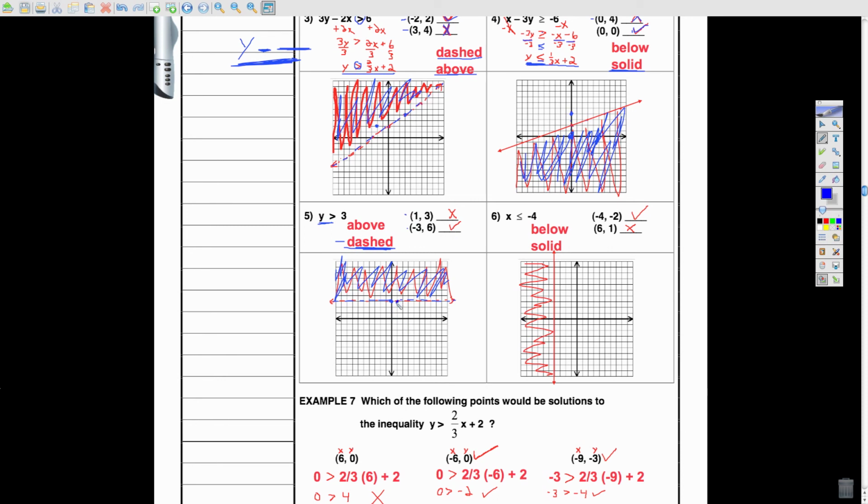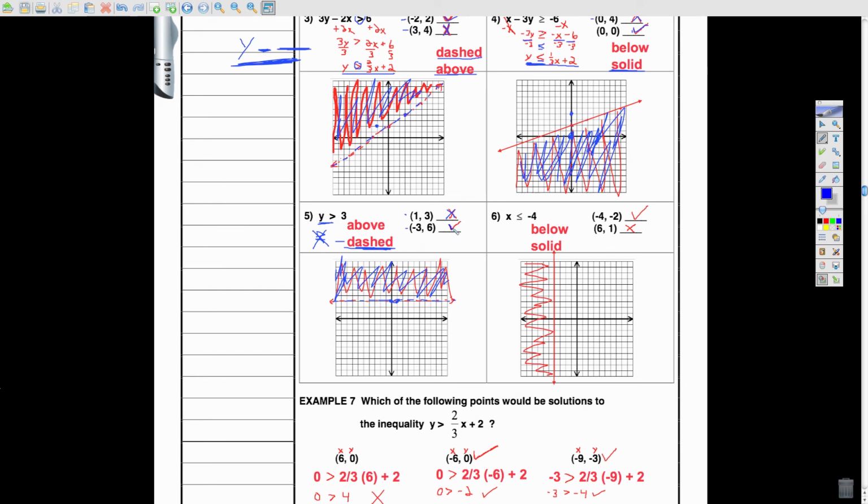And you graphed it. Now let's check these points. Okay, 1, 3. Here we go. 1 and then 1, 2, 3. It's on the line. If I look at my sign, it does not say greater than or equal to. So this is not a solution.